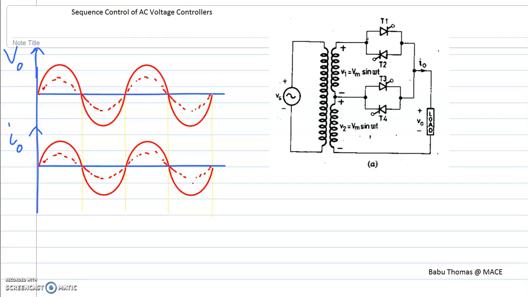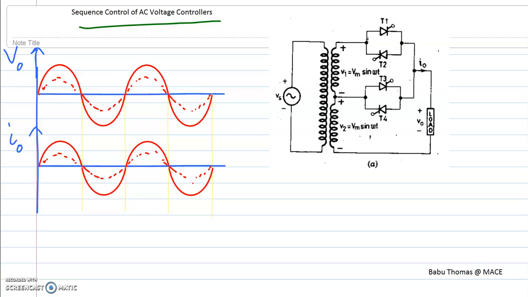Hi all, now we are going to discuss sequence control of AC voltage controllers. So this is being employed for the improvement of the system power factor and for reducing the harmonics in the output voltage. Here you will be using two stages of voltage controllers in parallel for regulating the output voltage.